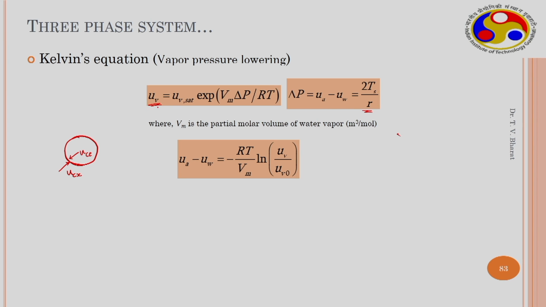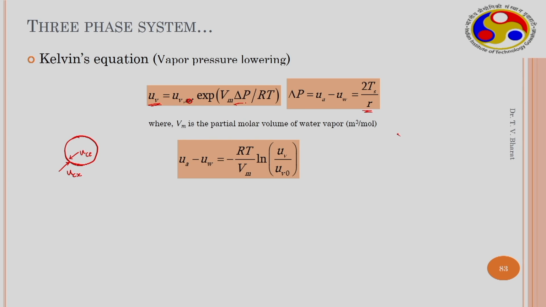So uv is the vapor pressure, and uv naught is the vapor pressure near the flat surface or with the saturated solution, the vapor pressure at equilibrium when it is interacting with a flat surface. Vm is the partial molar volume of water vapor, which has units of meter cube per mole, and delta P is the change in pressure or pressure drop across the interface, divided by RT. R is the gas constant, T is temperature in Kelvin.